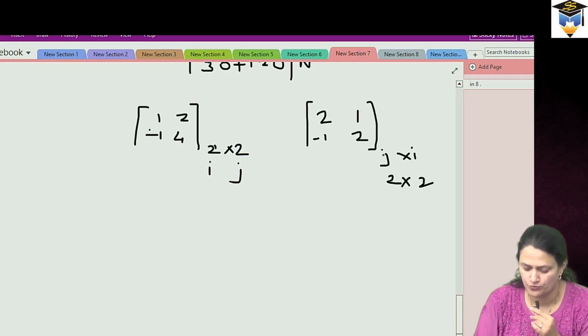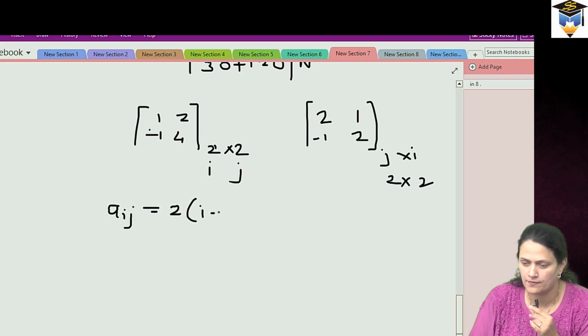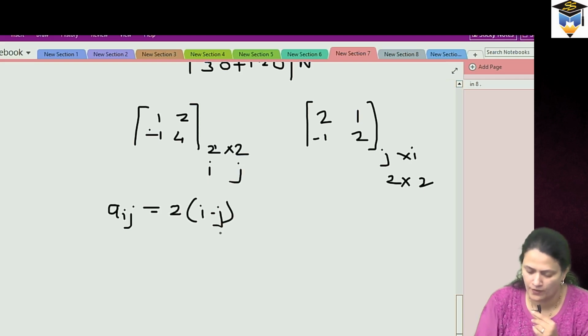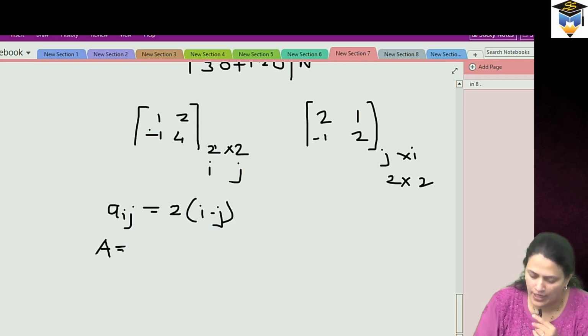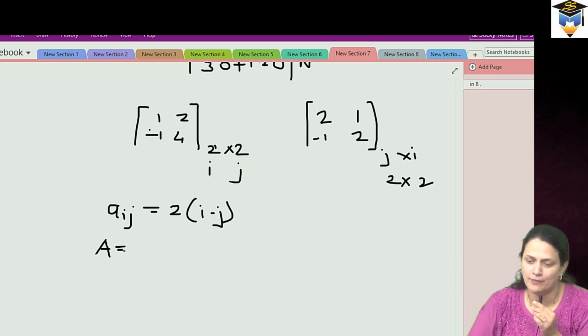So from exercise 2.4, question number 2. They have given you Aij is a 3 by 3 matrix and the condition of Aij is given to us. That is equal to 2 multiplied by i minus j. So find A and A transpose. So what will be A? First tell me what will be A. Have they mentioned the order of the matrix? 3 by 3 matrix. So A11 will be written as 2 multiplied by 1 minus 1, that is 0.